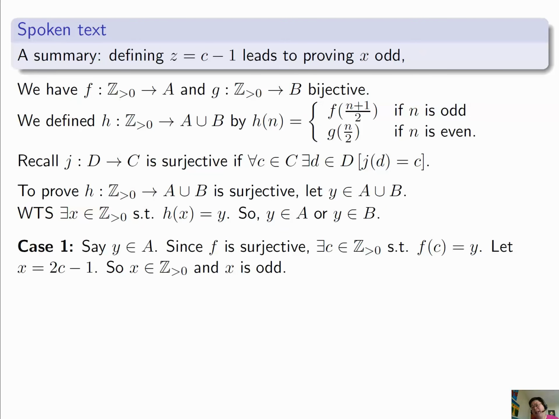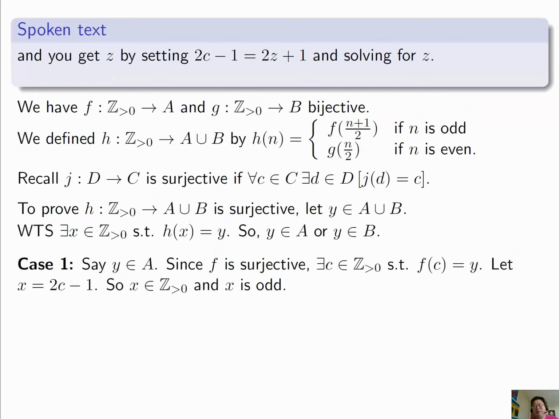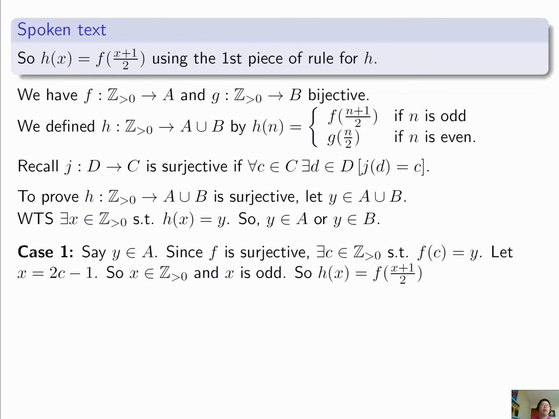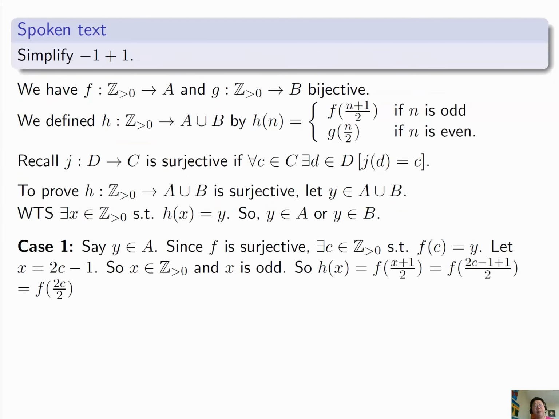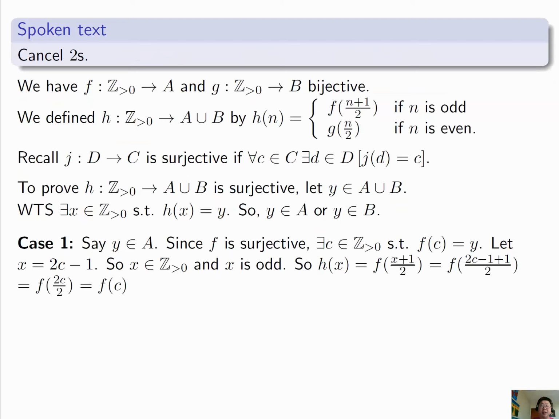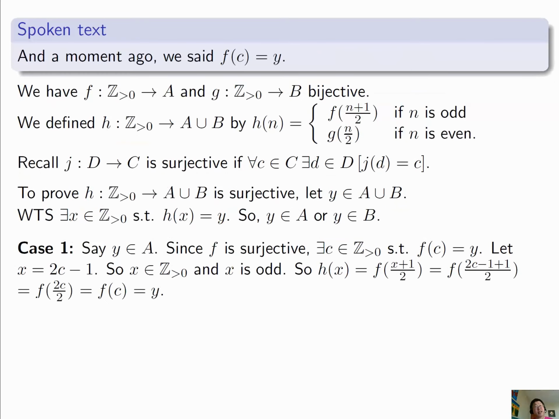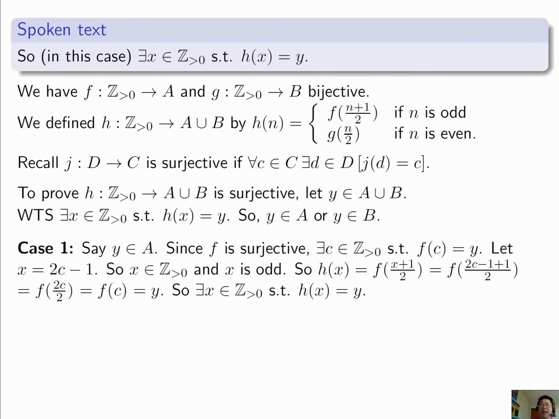Summary, defining z equals c minus 1 leads to proving x is odd. And you get z by setting 2c minus 1 equal to 2z plus 1 and solving for z. So h of x equals f of (x plus 1) over 2 using the first piece of the rule for h. Substitute x with 2c minus 1, simplify negative 1 plus 1, cancel 2's, and a moment ago we said f of c equals y. So in this case, there exists an x in the set of positive integers such that h of x equals y.